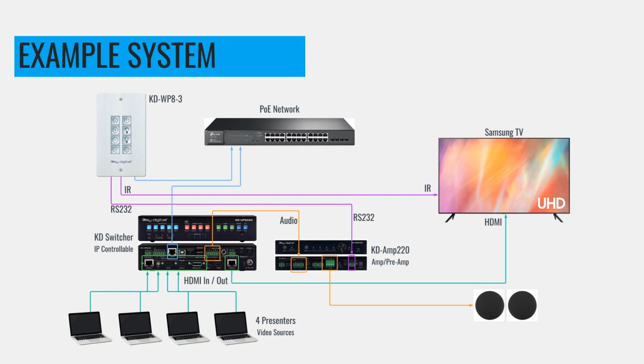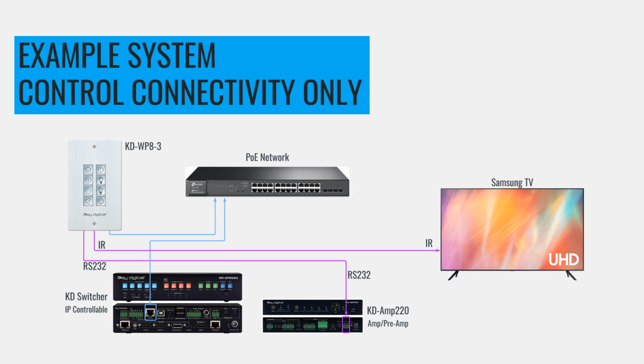The example system is typical of a presentation or conference room with a TV at the front of the room, an amplifier for volume control through speakers, and a presentation switcher from KeyDigital. The TV will be controlled via IR and the amplifier will be controlled via RS-232, both directly from the ports built in on the back of the control keypad.